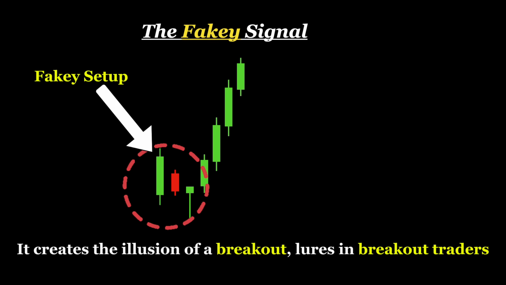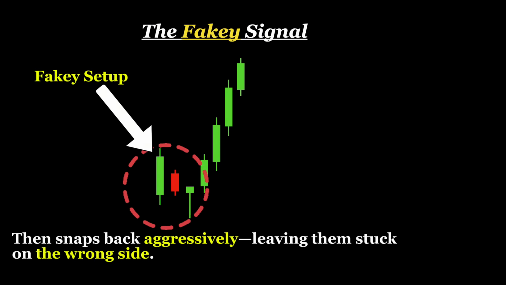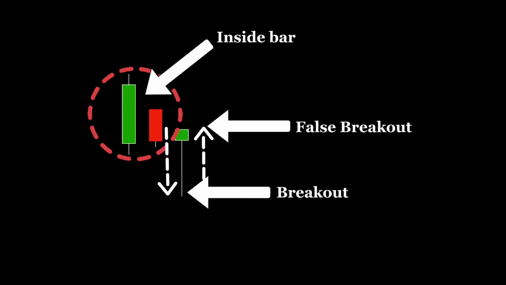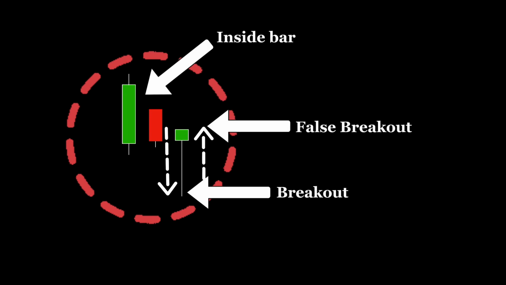It creates the illusion of a breakout, lures in breakout traders, then snaps back aggressively, leaving them stuck on the wrong side. It all begins with an inside bar, a small candle that forms entirely within the range of the previous candle. This signals consolidation and creates tension in the market. Next, price breaks out of the inside bar, giving the impression that a strong move is about to begin. But then the trap is sprung. Instead of continuing, price reverses sharply, closing back inside the inside bar's range. That's the fakey, a fake breakout, a sudden rejection, and a powerful reversal in the opposite direction.